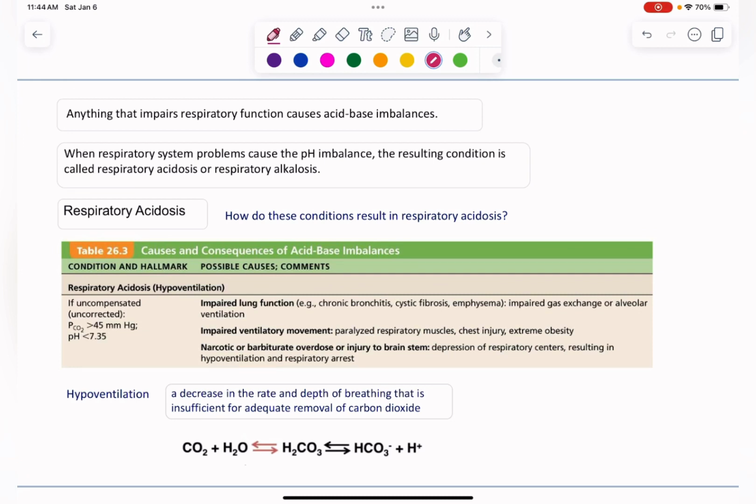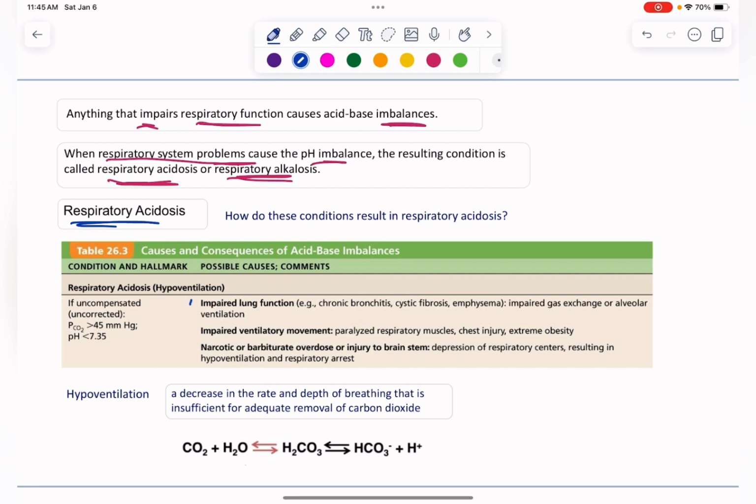So with this in mind, it's not surprising that anything that impairs respiratory function can cause imbalances in acid-base balance. And when the respiratory system is the problem, so when respiratory system problems cause the pH imbalance, this condition is known as either respiratory acidosis or respiratory alkalosis. So let's take a look at each of these. Let's first look at respiratory acidosis.